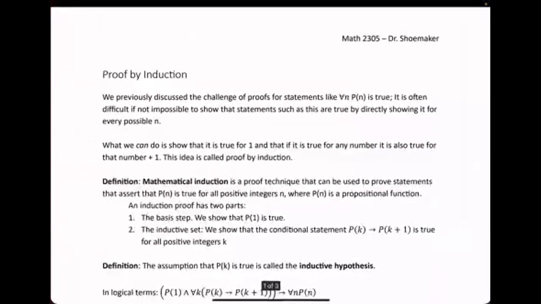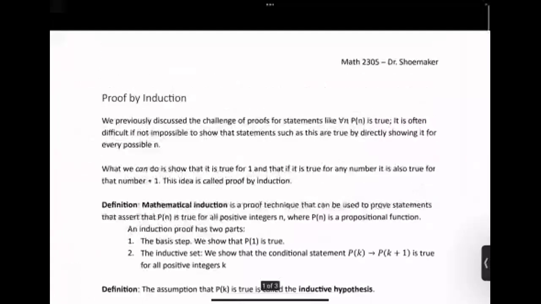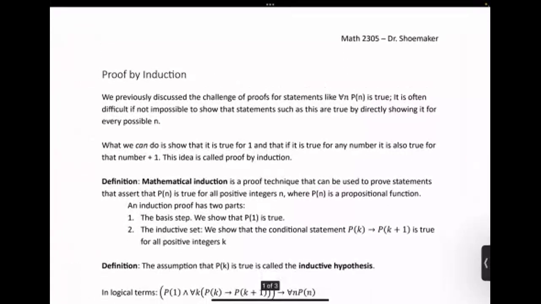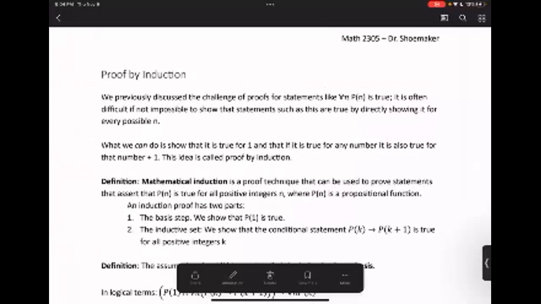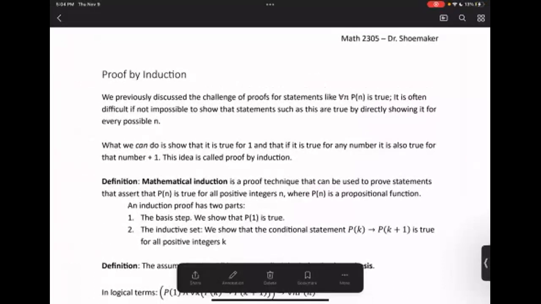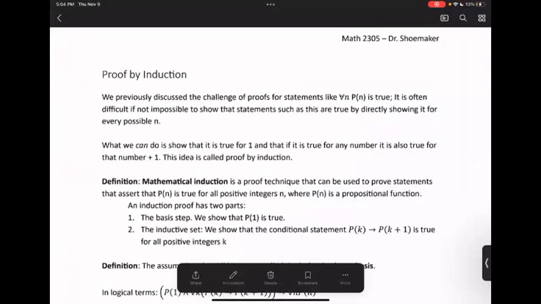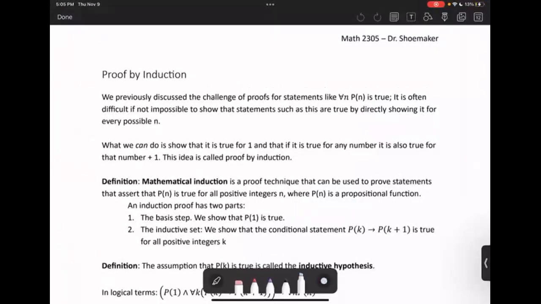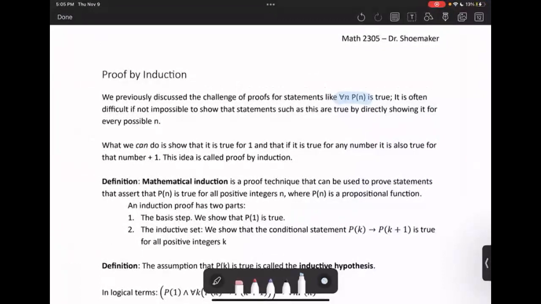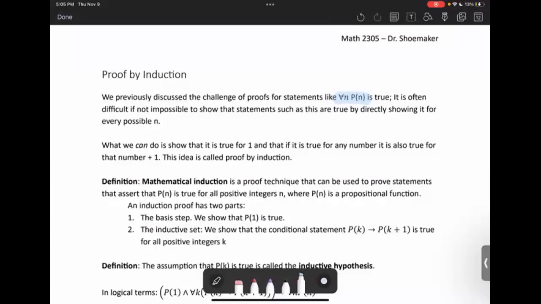All right, so this is going to be a quick introduction to chapter 5.1, proof by induction. We are thinking about how we want to prove statements that are true for all n, or for all positive integers. It's often difficult, if not completely impossible, to show that statements such as this one, for all n P of n, are true by directly showing it for every possible n, right?